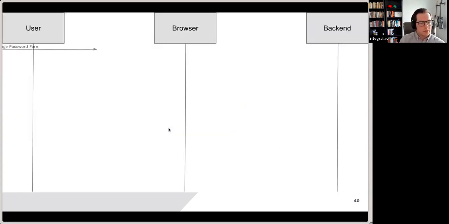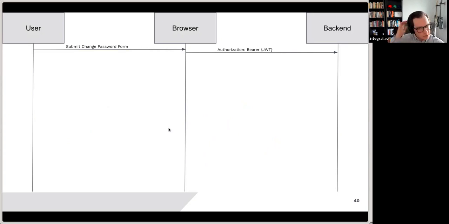So now let's suppose that the user wants to change their password. They would submit the form. The browser sends, along with the request after submitting the form, an authorization header with the bearer and the token. And then the backend validates that by hashing what was sent along with its secret. If it's a valid token, then it'll go ahead and update the password and say that worked, a 200.